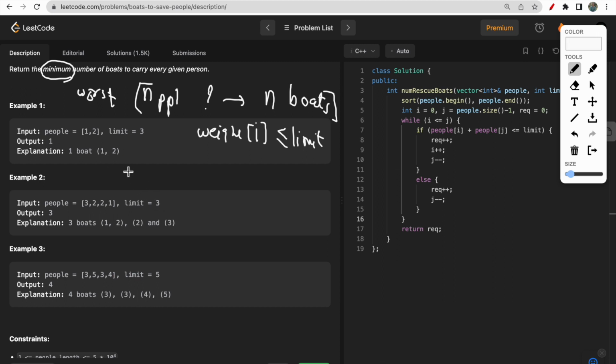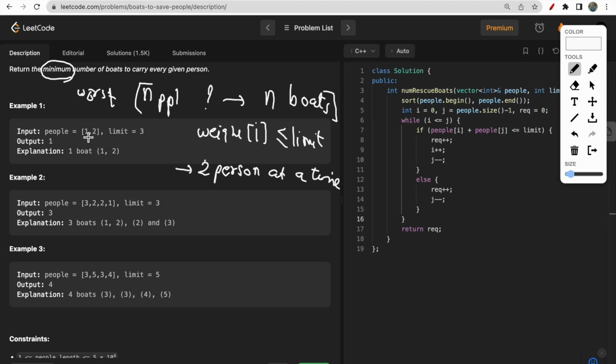So yeah, for that we will check whether we can pair up the people, and also remember this, a boat can carry two persons at a time. It cannot carry more than two persons, only two at a time. Got it? So yeah, we need to find the minimum number of boats required to carry all the given people. So guys, take a look at the first example.